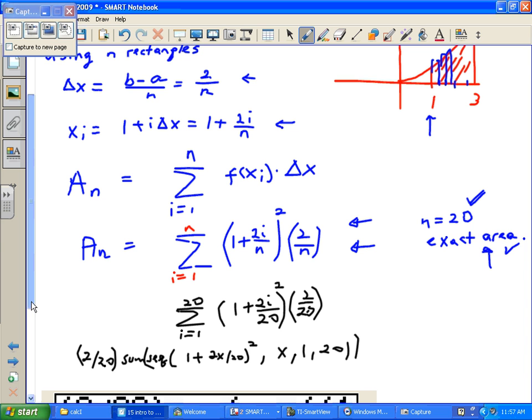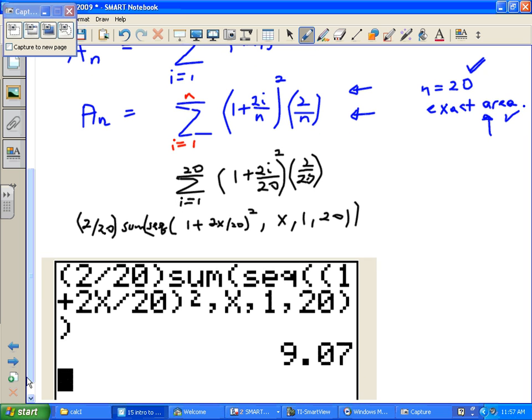And here's how I entered it into the calculator. And we're getting roughly 9.07 for that. So that's the estimate using 20 rectangles. And do you think the estimate is an overestimate since we are using the right endpoints and this happens to be an increasing function? Yes, this is a little bit of an overestimate. The correct answer should be a little bit less than that. And as we increase the number of rectangles, we would have a better and better approximation.